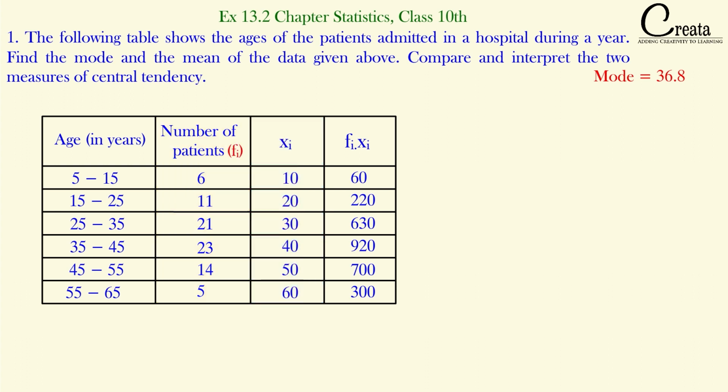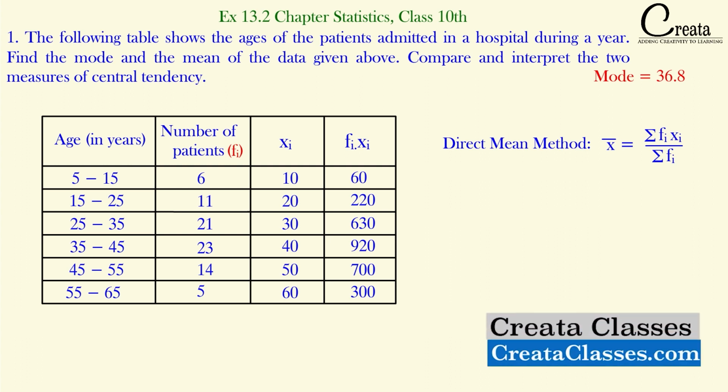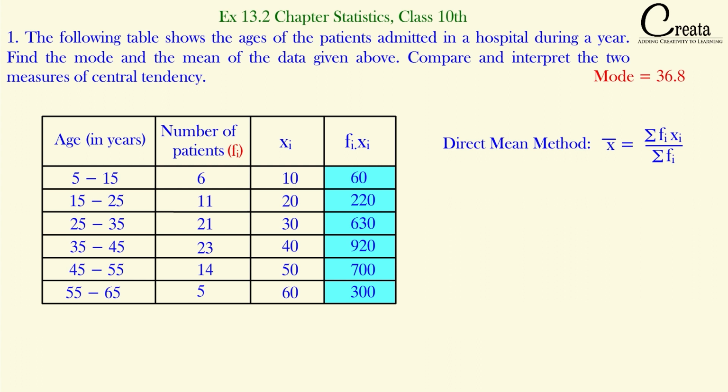So this is the formula of the mean, the direct method, but you are also open to use the other methods that we have discussed in the previous lecture. You can go with the assumed mean method or the step deviation method. The answer will not change. Here we are going with the direct method. We have to divide the sum of Fi into Xi by the sum of Fi. Firstly, let's find the sum of Fi into Xi, which is 2830.